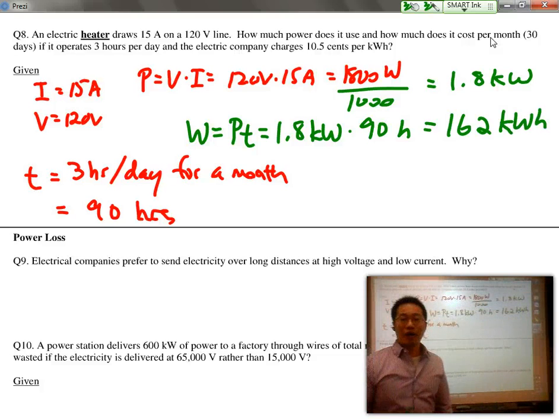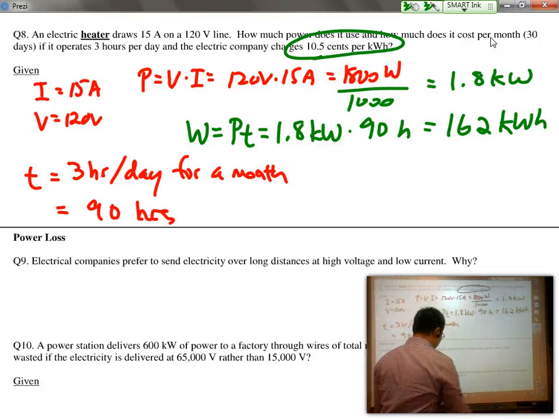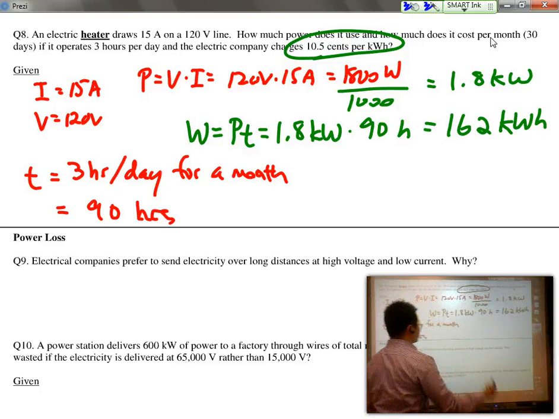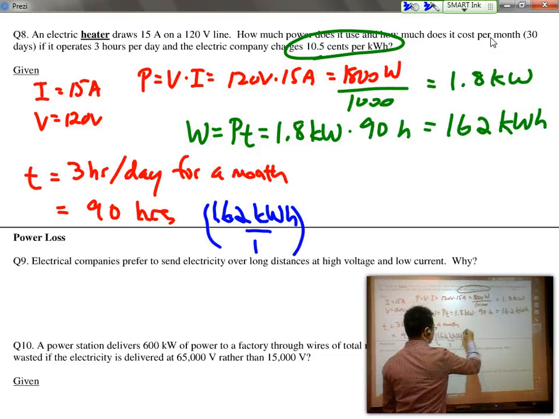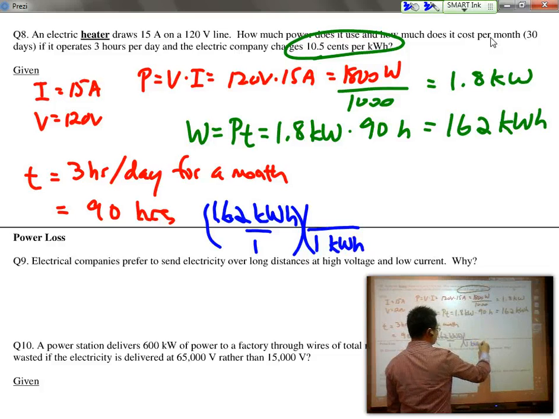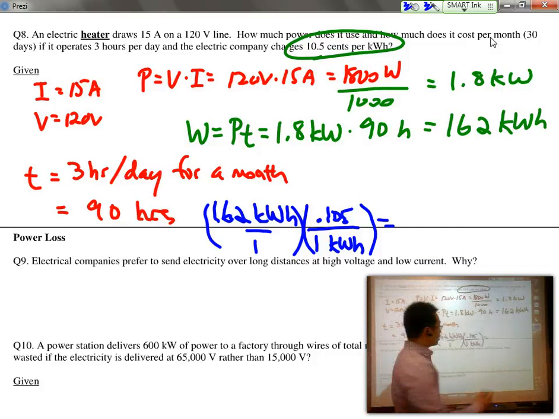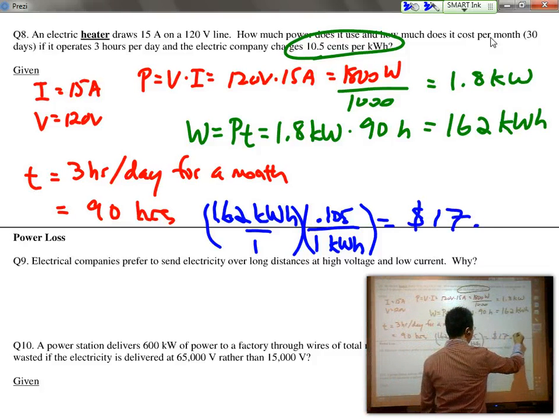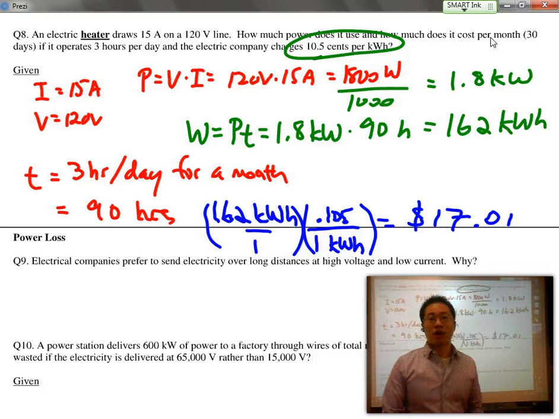And if I wanted to know how much my electrical bill is, if they're billing me at 10.5 cents per kilowatt hour, that's simply a conversion factor. So I do 162 kilowatt hours, where 1 kilowatt hour is equal to $0.105. So in the end, I end up with $17.01. Okay, so that's how we solve for our energy bill.